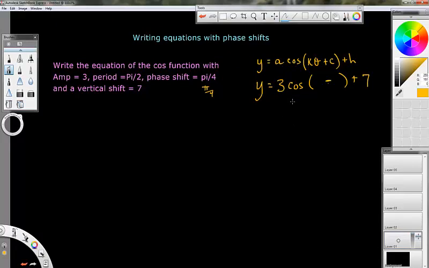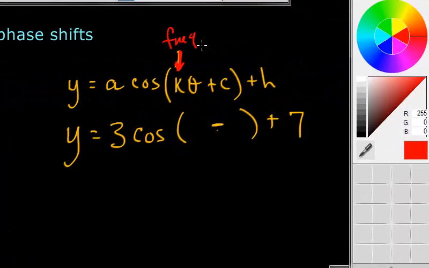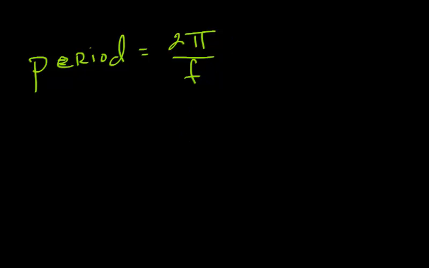Now what we need is to know what the frequency is, which is k. So let's make a note here that k is the frequency. I want to show you two different formulas that we've talked about briefly before. The period equals 2 pi over the frequency, which is this k thing right here. We've done that a million times. So let's go ahead and do that. So we know what the period is.